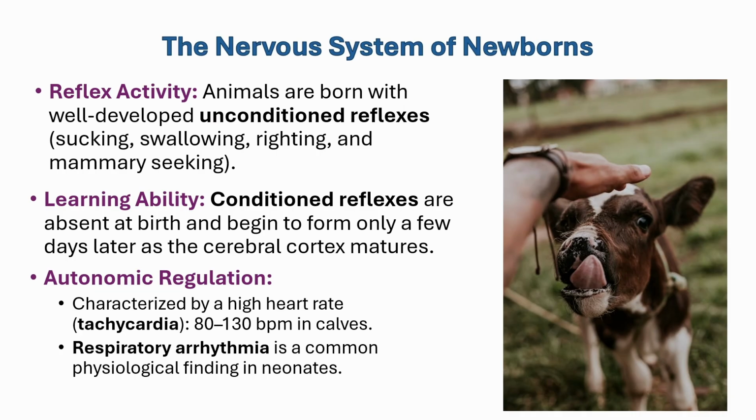In neonates, the autonomic system is characterized by a naturally high heart rate, known as physiological tachycardia. In calves, for instance, a normal heart rate ranges from 80 to 130 beats per minute. Additionally, respiratory arrhythmia is a very common and normal physiological finding in these young animals. As a clinician, it is vital to distinguish these normal neonatal features from pathological signs.